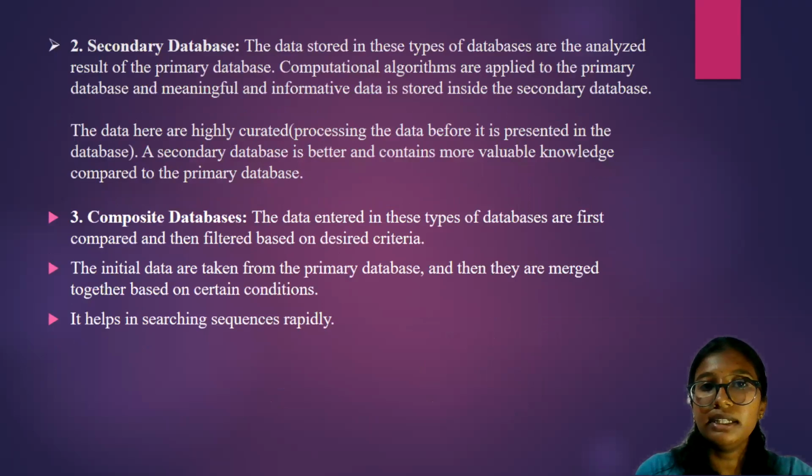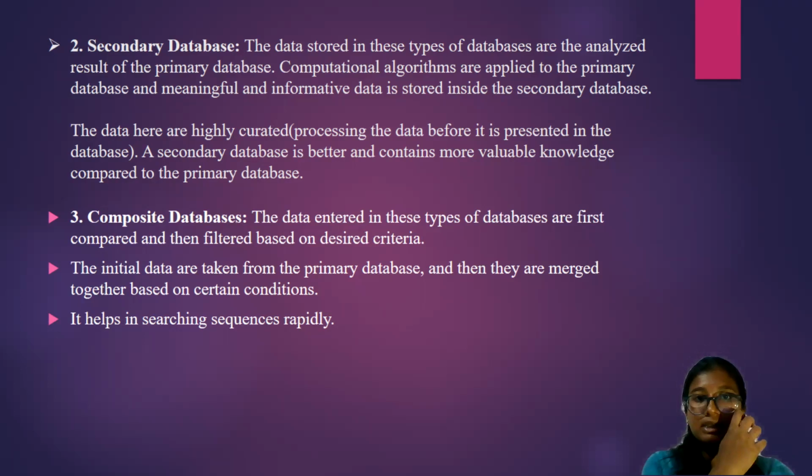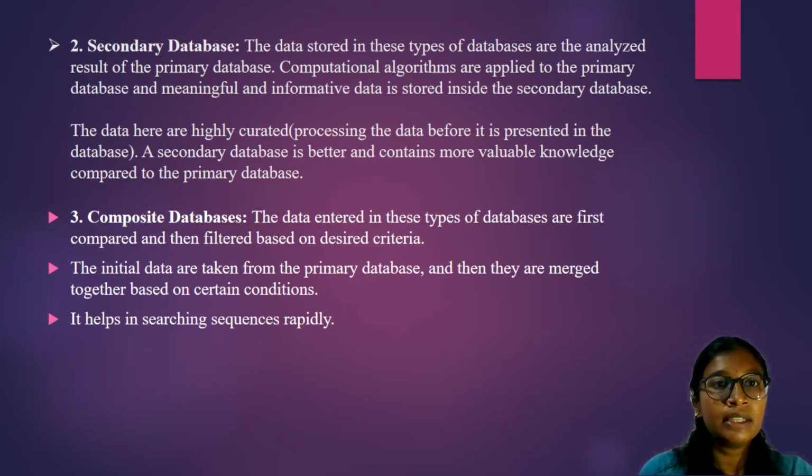Coming next to the secondary database. Here the data stored in these types of databases are the analyzed results of the primary databases. Computational algorithms are applied to the primary database and meaningful and informative data is stored inside the secondary database. The data here is highly curated. A secondary database is better and contains more valuable knowledge compared to the primary database.